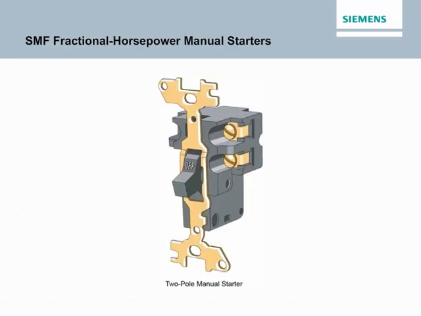Siemens SMF fractional horsepower starters provide overload protection and manual on-off control for small motors. SMF starters are available in 1-pole or 2-pole versions suitable for AC motors up to 1 horsepower and 277 volts. The 2-pole version is suitable for DC motors up to 3/4 horsepower and 230 volts DC. A melting alloy type overload relay is used for overload protection. SMF manual starters are available in a variety of enclosures. A 2-speed version is also available.